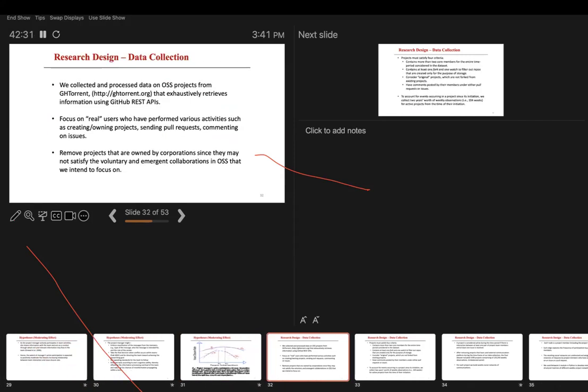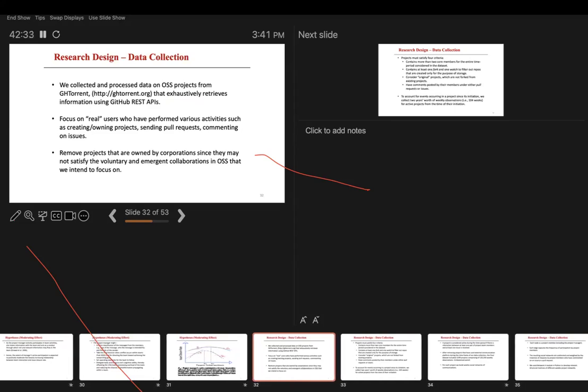Now, coming to the one question that was asked about the data. Here we had to collect data. So we collected data from GH Torrent and looked at real users. There are fake users and real users in GitHub, so we want to make sure that we distinguish the two.